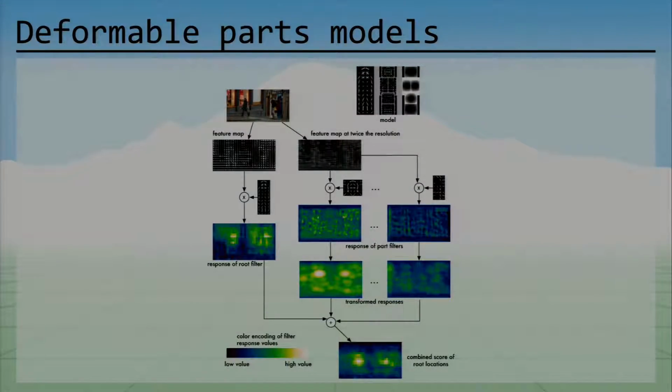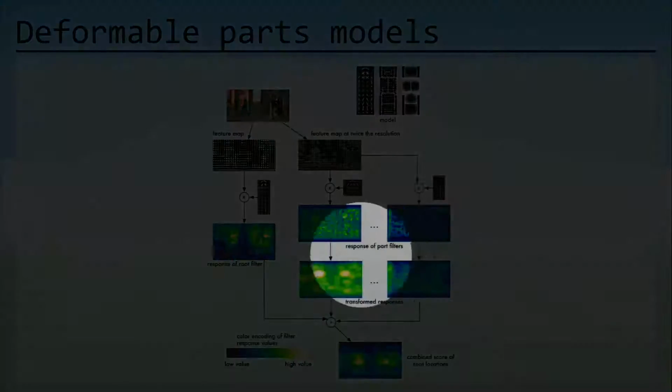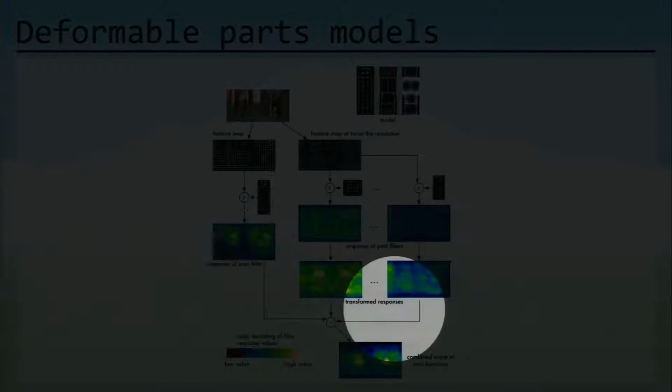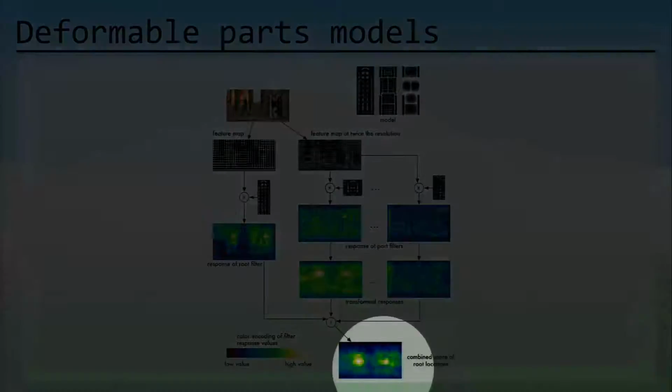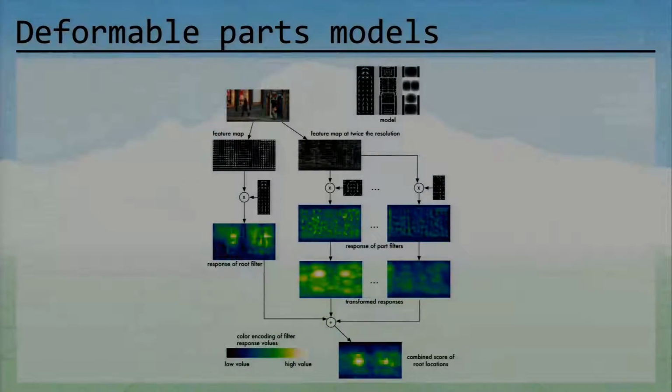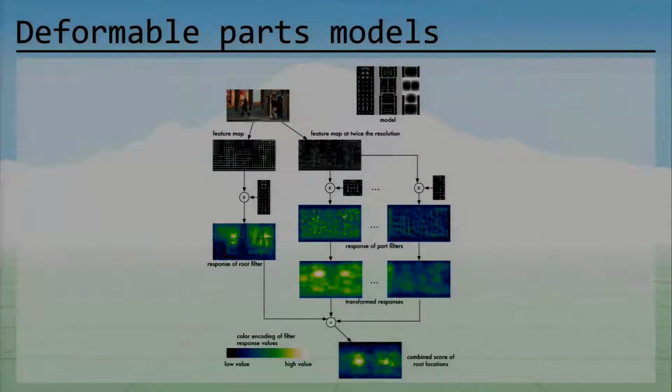So we want to do some processing on the responses of these parts filters, combining them all together to figure out where there are high responses of both these root filters and these part filters. At the end, we have some response map of where there might be a particular object. You can train these for people or for other objects too, things like bicycles, dogs, et cetera, and do this deformable parts model thing and get some predictions for what is going on in the image.